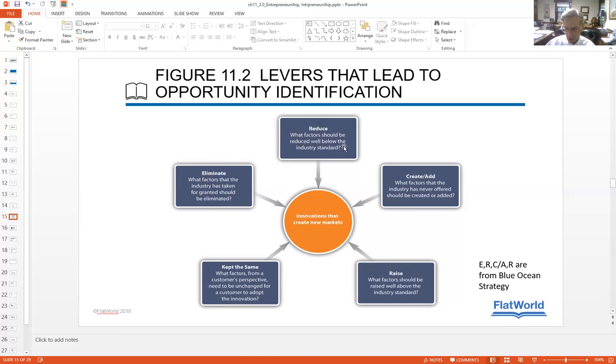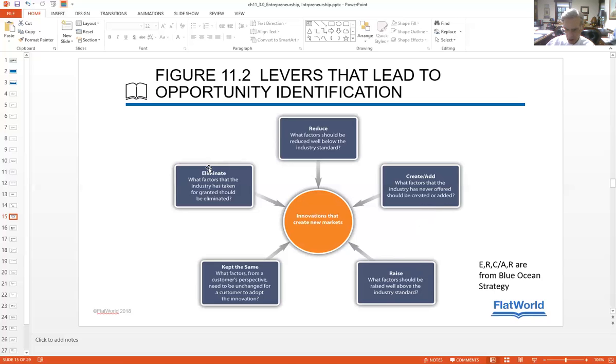What factors could be reduced and lots of cost taken out of the business model? What factors could be added that would add value to the business model, the typical business model of the industry? And what factors could be strengthened above the norm to take the industry to a new level?